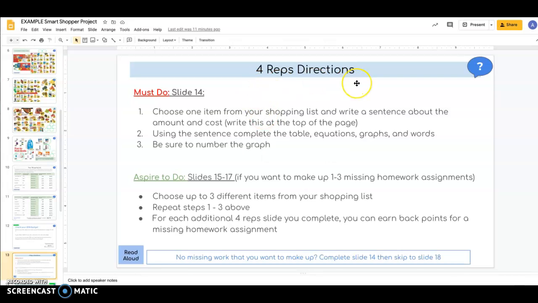So these are the 4 reps directions, which are the following 4 slides. So you have to do slide 14. It's a part of your project. To do that, you're going to follow the same directions that we did in our 4 reps posters.